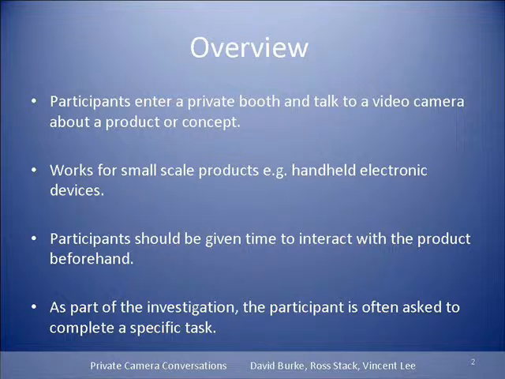Using private camera conversations as a research technique involves participants entering a private booth and talking to a video camera about a product or concept. This works for small-scale products, for example, handheld electronic devices. Participants should be given enough time to interact with the product beforehand.